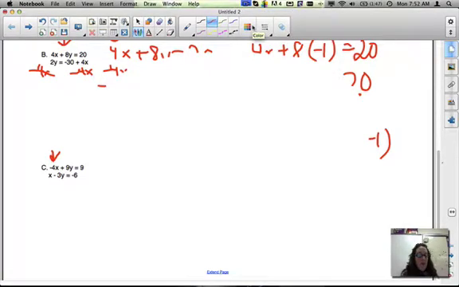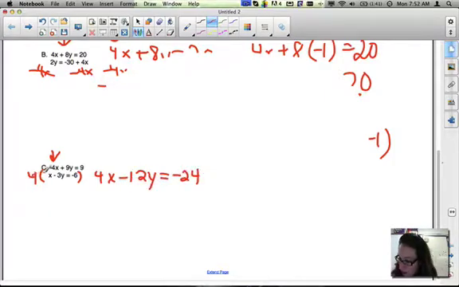all right, so if I wanted to eliminate my x's, I need to multiply the bottom equation by positive 4. Because I have a negative 4x on top, I want to get a positive 4x on bottom. So I'm going to go ahead and multiply the entire bottom equation by 4. So it changes it to 4x minus 12y equals negative 24. So you take that 4 and you distribute it to all terms. The top equation is going to stay the same though.